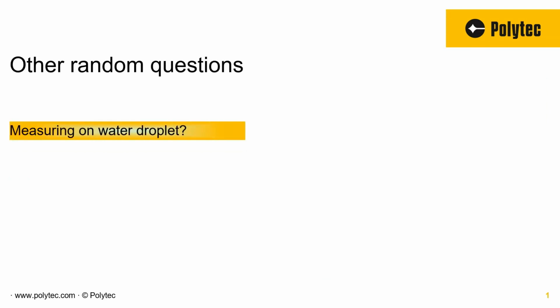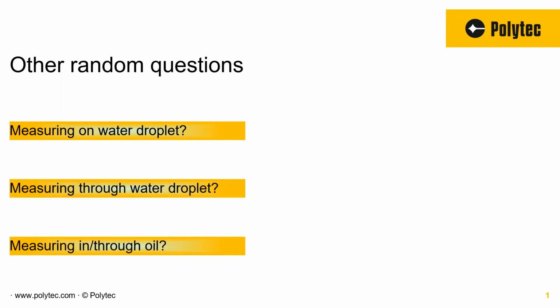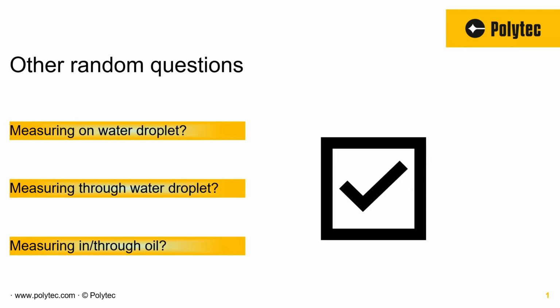Three questions: measurement on a water droplet, through a water droplet, and measuring in or through oil. The answer to all these questions is yes, absolutely. This can be done. For the first two questions, it's all about keeping your depth of field as shallow as possible to separate the surfaces. With regard to measurement through oil, it's all about how clean or clear your oil is. The more clear it is, the easier the measurement. So definitely reach out if this is something you're dealing with. We have had some good success measuring through oil.